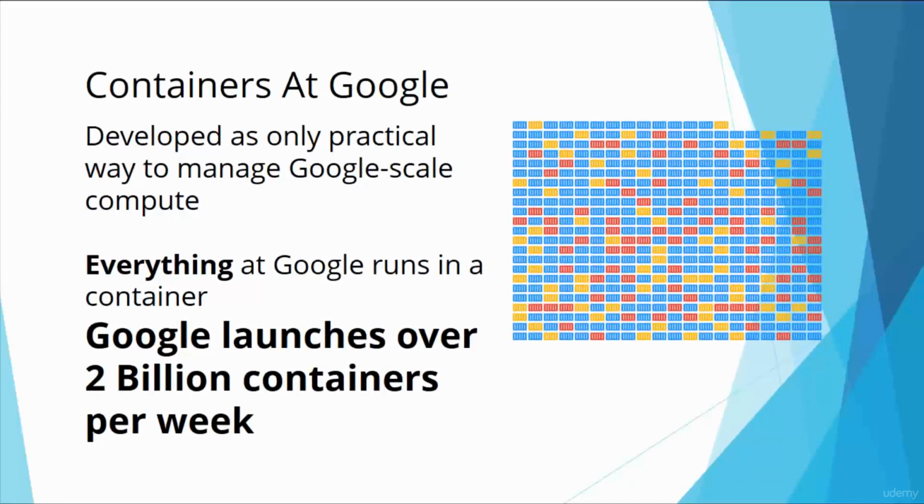Containers at Google were primarily developed as the only practical way to manage Google's scale of compute, because just imagine the processing and the data centers and the apps that Google runs. Everything at Google runs in a container, as I mentioned earlier. And Google launches over 2 billion containers per week. Just imagine, that's a phenomenal number of containers every week, 2 billion. So we can see the benefit of these containers. They contain less overhead, you can scale applications and so on, and we'll get into that a little later as well.